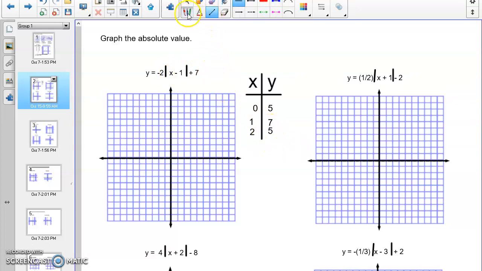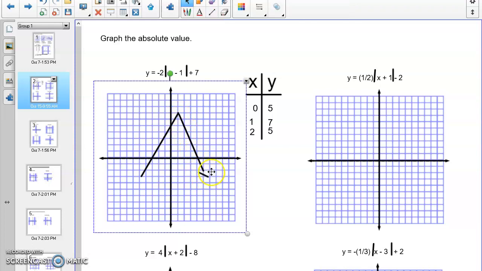And now we're going to graph it. We're going to go 1, 7, 1, 2, 3, 4, 5, 6, 7, and we're at 0, 5, and 2, 5. So now I go to graph it. This is what my graph is going to look like. It will look like a V going downward. We always want to put the arrows there.